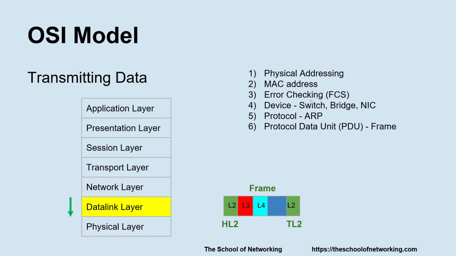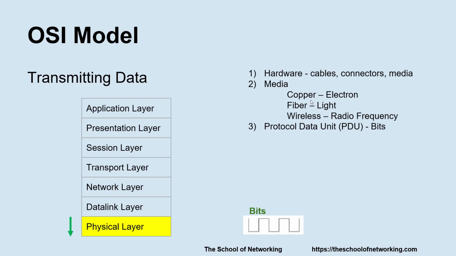Then, before sending on the wire, the MAC layer will check for the availability of the media. Before sending it to the physical layer, that is layer 1, we have components like cables, connectors, and media. If it is copper, we have electrons. If it is fiber, we have light, and if it is wireless, we have radio frequency. The PDU at the physical layer is bits. So it goes onto the wire in the form of bits, is received at the other side on the physical layer, and then framing is done.